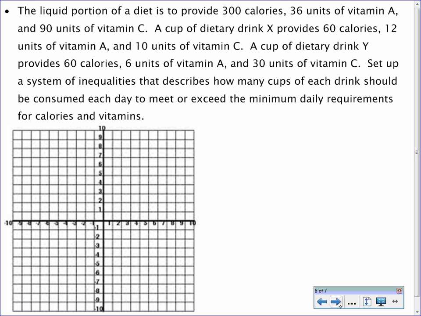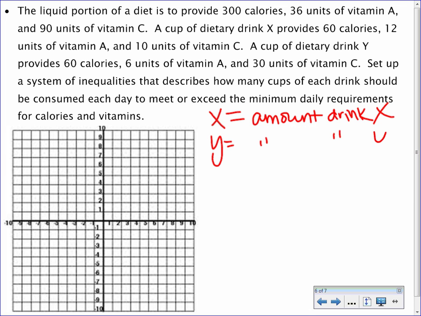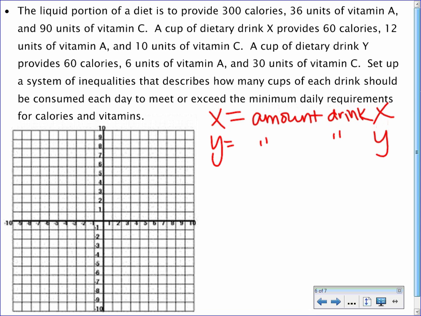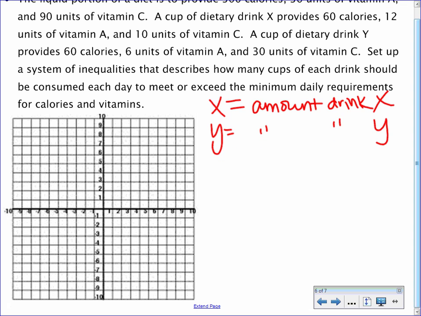What does X stand for? Or what do you want X to stand for? Amount of drink X. And then Y is going to be our amount of drink Y. Now, how many calories do we need? We need at least 300. How many are in drink X? 60. Okay. How many in drink Y? 60. And that needs to meet or exceed 300.